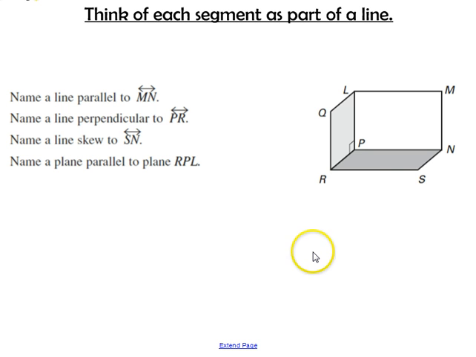In this next example, again, think of each segment as part of a line and you want to answer each of these questions. Go ahead and try it and check back with me when you're finished.